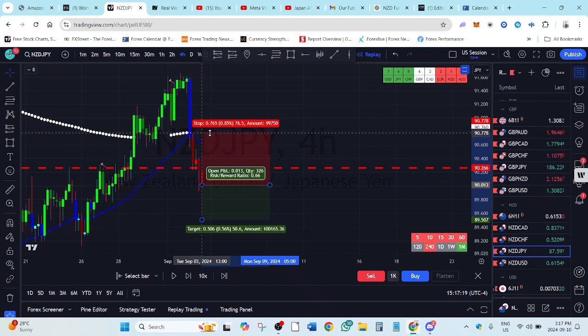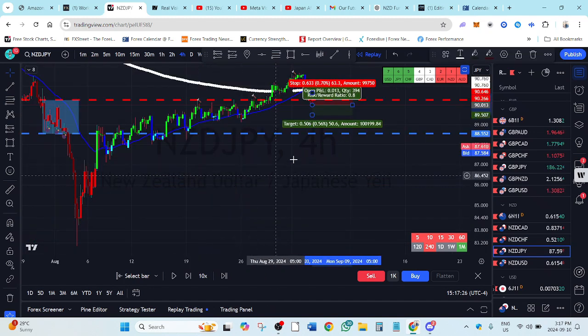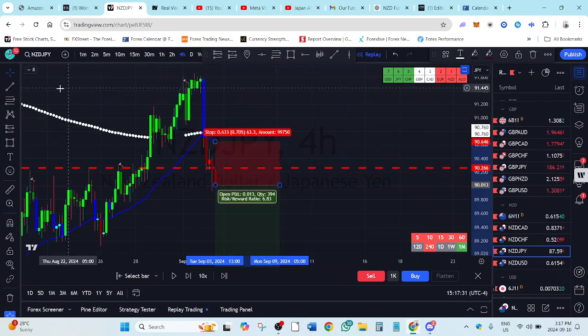I probably put my stop right here. I would either put my stop here or at the 34 period moving average. But anyways, you just try and hold on for as long as possible. So we'll just say that this was a trade.